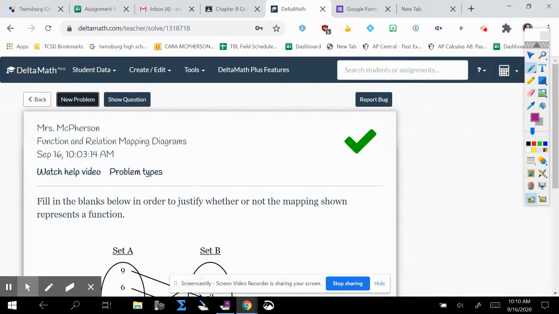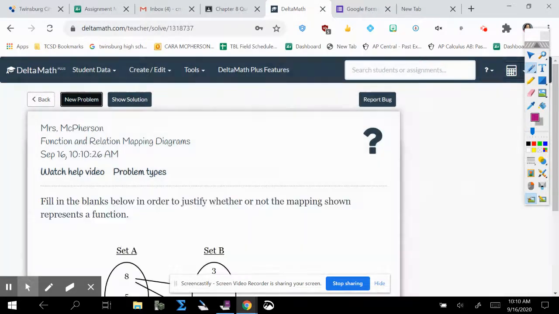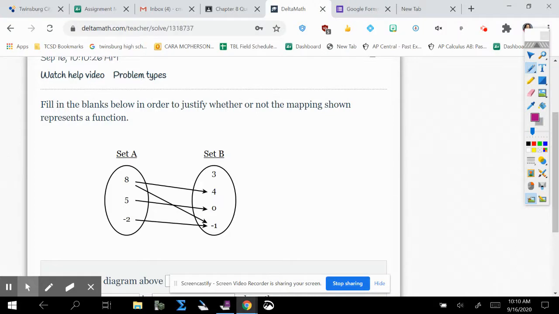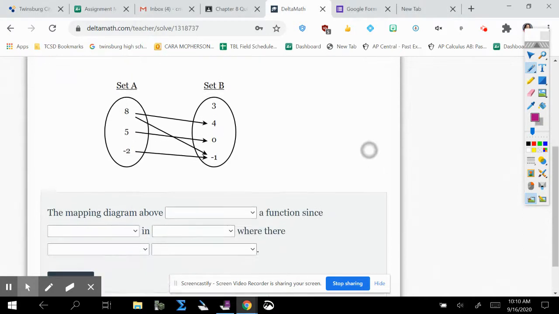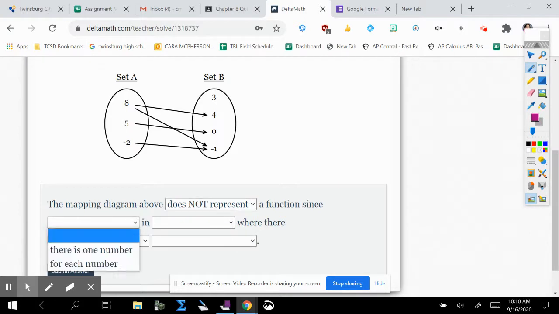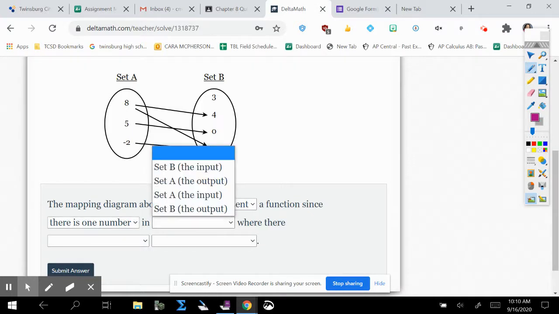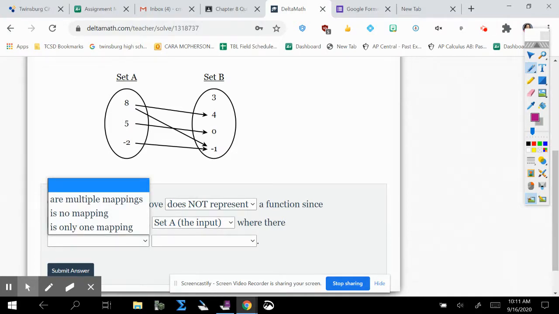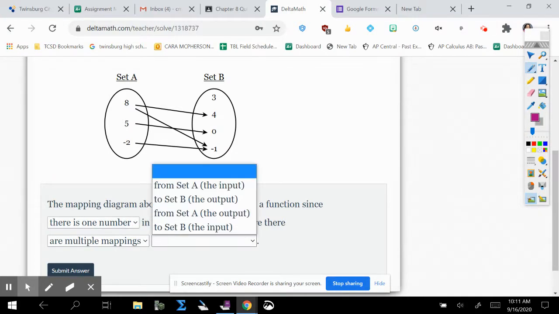So let me show you one that has an issue so you know how to deal with it. Here's a great example of one that's not a function. This particular one is not a function because, and the key here again is this value right there, that 8. That 8 goes with 4 and goes with -1. So the way I'm going to answer this is I'm going to say that it does not represent a function since there is one number in the input, which is A. Again, make sure you have the right one here. A is always the input, where there are multiple mappings in the output.